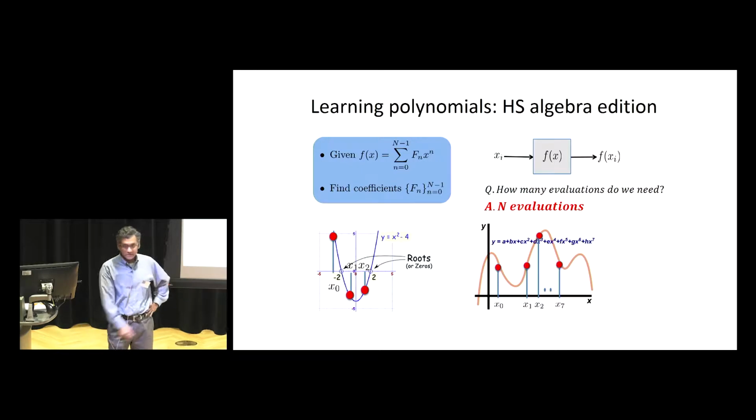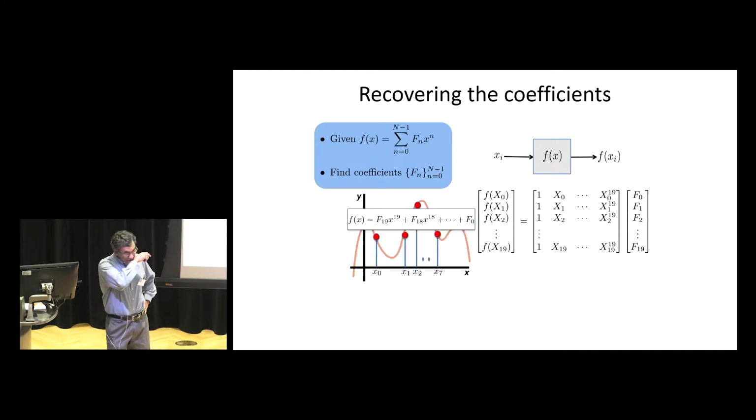If you have a 7th degree polynomial, you need 8 points. And in general, for an n-1 degree polynomial, you need n evaluations. But what happens, and what is the connection to how do I do this, or how do I recover?